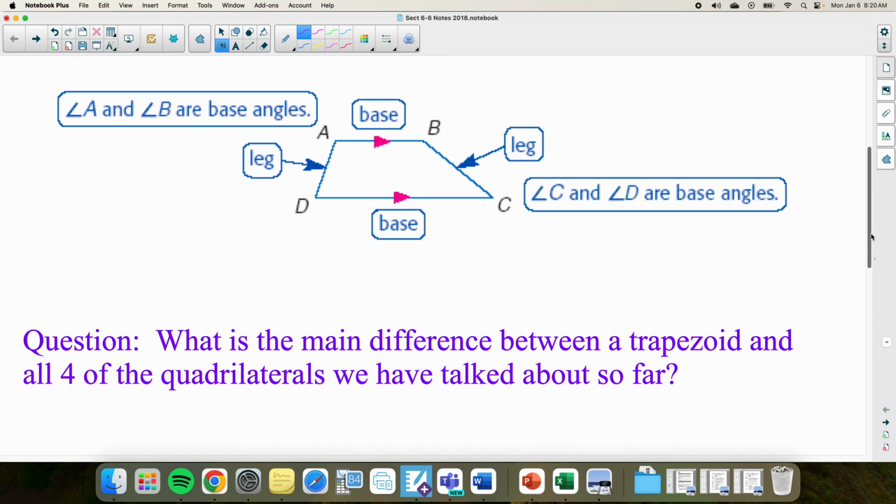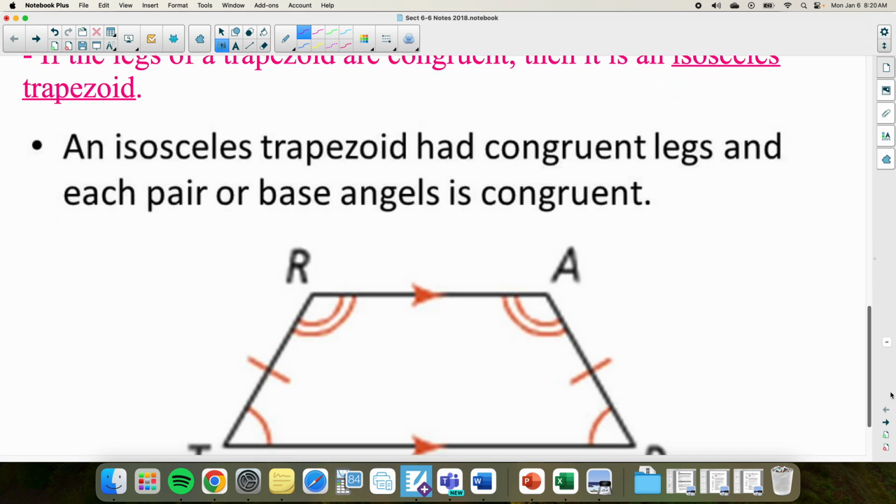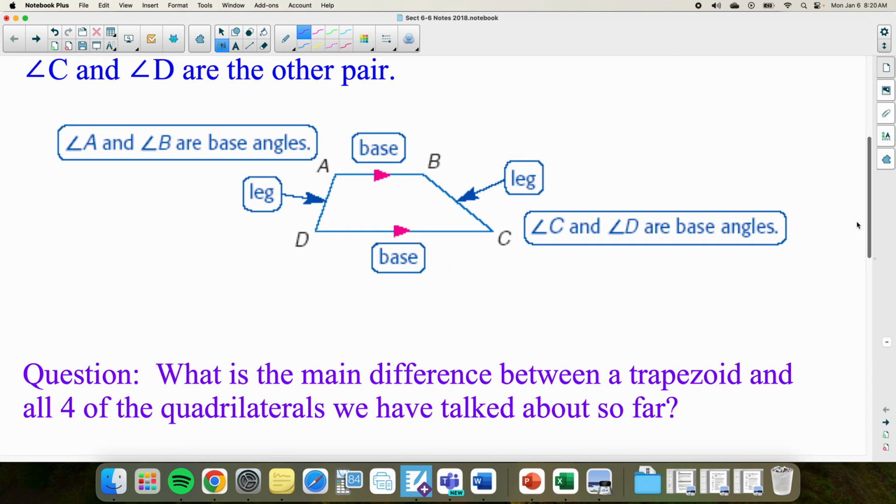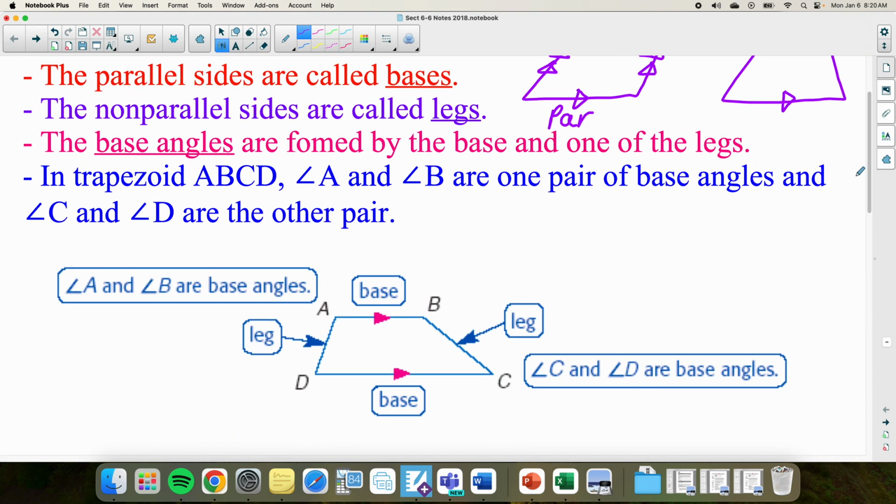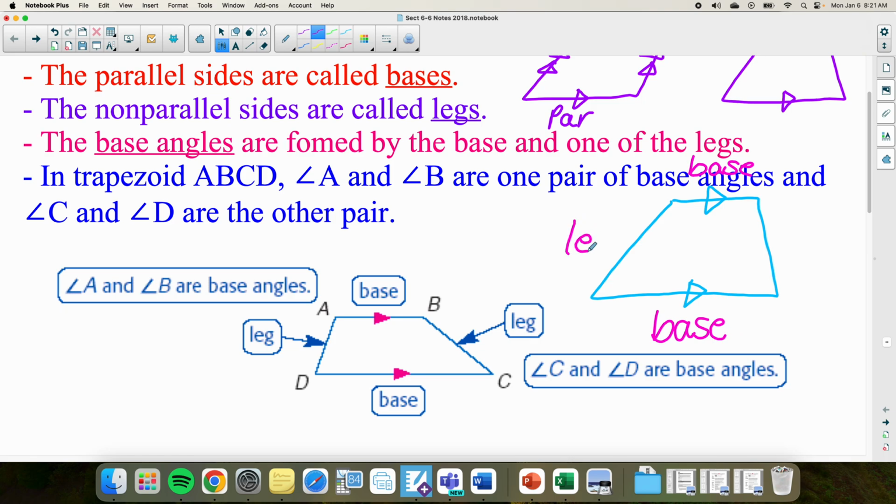Now, in a trapezoid, I'll just draw one, I guess. So if I draw a trapezoid, okay, it has one pair of opposite sides parallel. Then the two sides that are parallel are called bases. So this would be a base as well as this would be a base. And then these two sides that are not parallel are called legs.